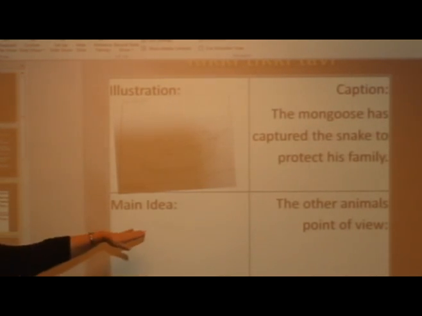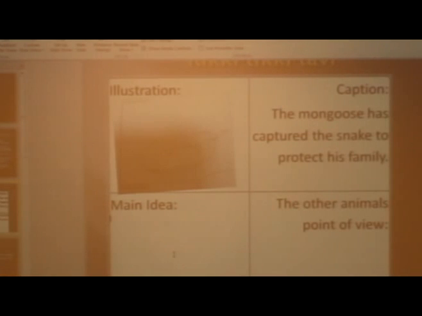Okay. Main idea. What is the story about? If you had to say one or two sentences, what is the whole story about? The whole story is about the mongoose protecting his family. Okay, the mongoose protecting his family is the main idea for the whole story. Okay?